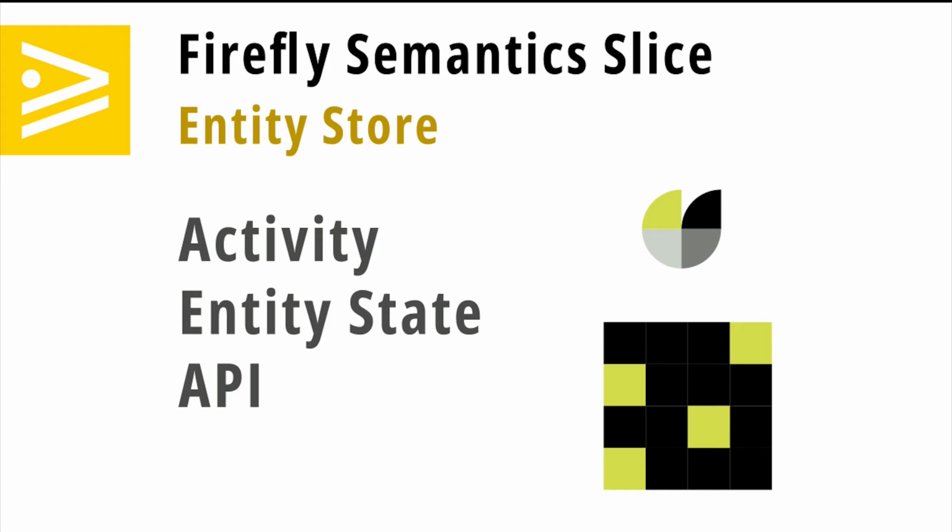Let's have a look at Firefly Semantics Slice's Active Entity State API. This API is used to tag some of the entities that we are working with as active. For example, if you're on Facebook, you'll see that some of your friends are currently active.